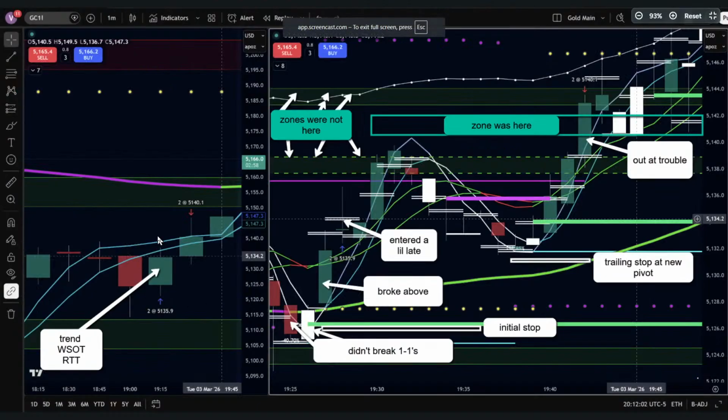The trend is up. The market is on the weak side of the triggers, and there is nothing but room to trouble. The market pulls all the way back to support, didn't break the one-to-ones. Closes above the triggers. Wayne waits for the close, you can tell. He's actually in pretty late. He says so. These zones were not present, so he holds the trade. When they produce a second fight and fail, Wayne uses that as a trailing stop. I love it. And he's out at trouble.